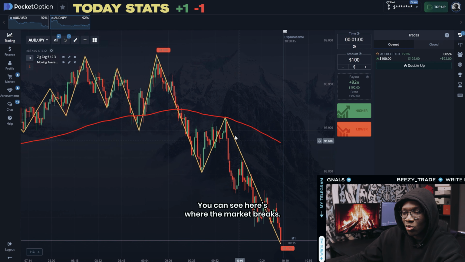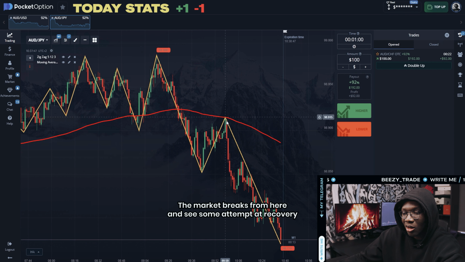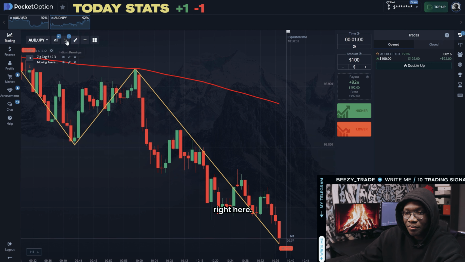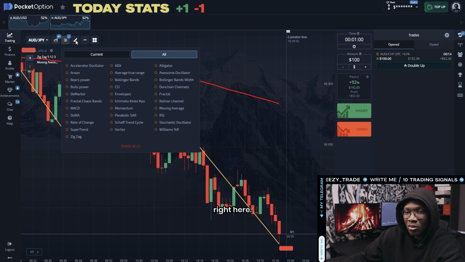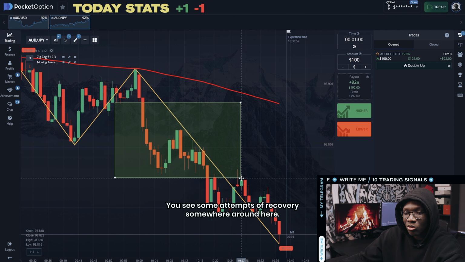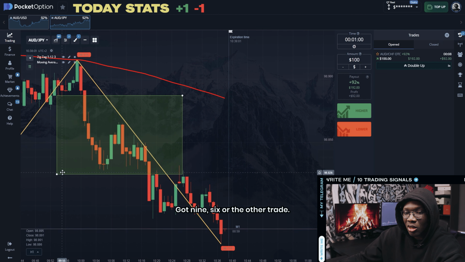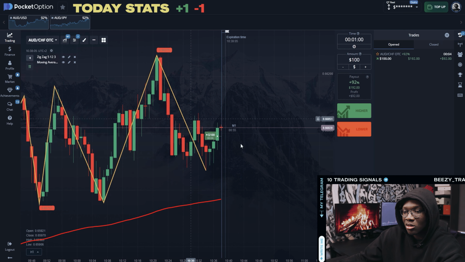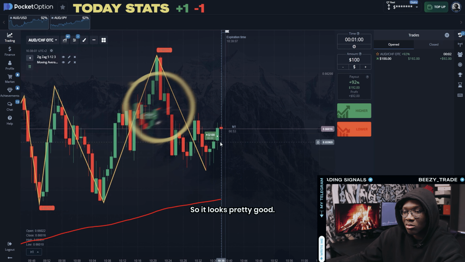You can see here's where the market breaks. The market breaks from here and we see some attempts at recovery right here. We see some attempts of recovery somewhere around here. We've got 9 seconds on the other trade. Let me go on here. So I'll come back and explain that. So it looks pretty good.